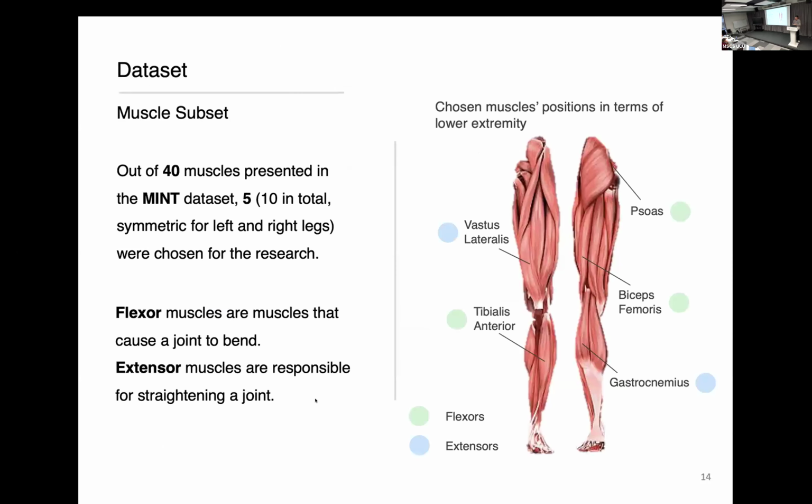So let's talk about muscles. There are two types of muscles, flexors and extensors. Flexors account for our joints bending, and extensors are responsible for straightening the joint. From over 40 muscles in the lower extremity, we are focusing on 5 because these 5 have the clearest activation patterns. They are not in counterphase with each other. Therefore, we can model them more effectively than if we picked some other group of muscles.